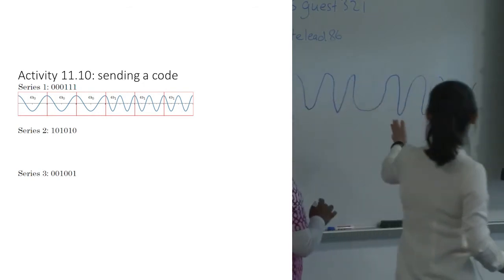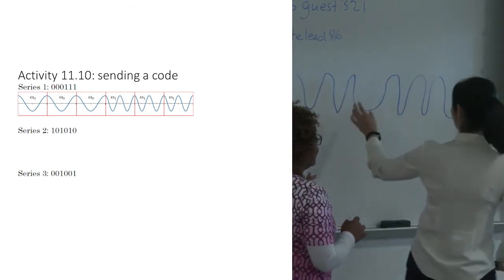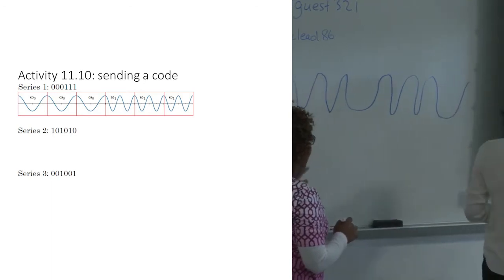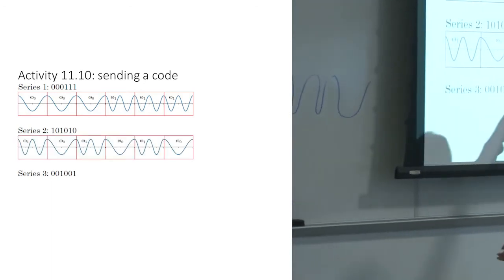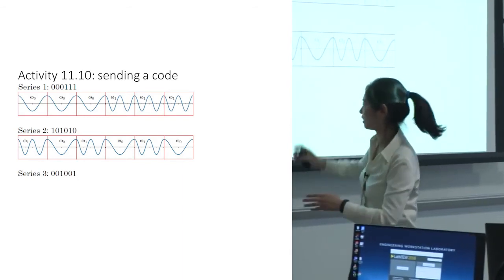We did 1, 0, 1, 0. So high frequency, low frequency, high frequency, low frequency. Very good. So you need to repeat. Right. So it's the same, but you don't have room.